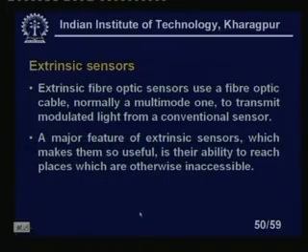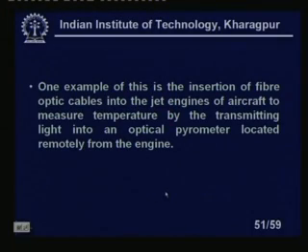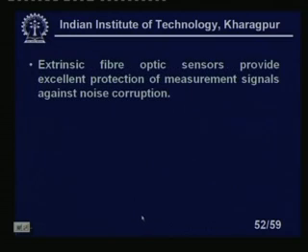A major feature of these sensors which makes them so useful is their ability to reach places which are otherwise inaccessible. As I told you, a jet engine which is traveling at a height of 40,000 feet is inaccessible. So, in that case optical fiber is very suitable. One example of this is the insertion of fiber optic cables into the engine of an aircraft to measure temperature by transmitting light to an optical pyrometer located remotely from the engine. Extrinsic fiber optic sensors provide excellent protection of measurement signals against noise corruption.